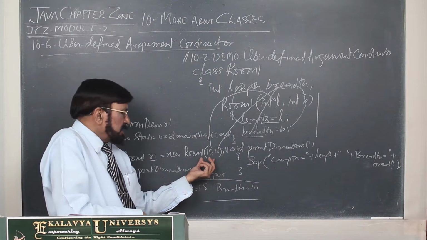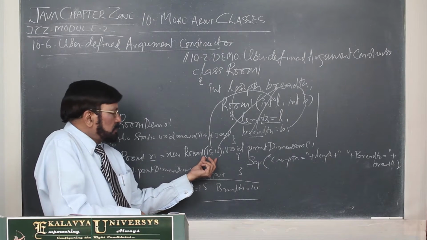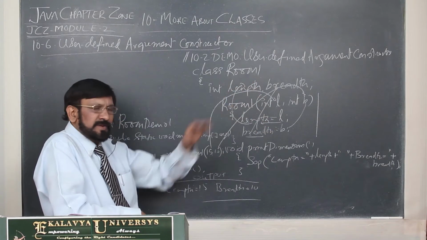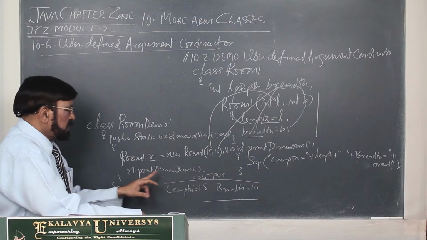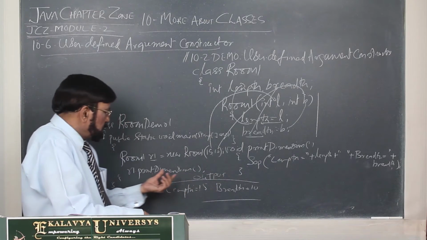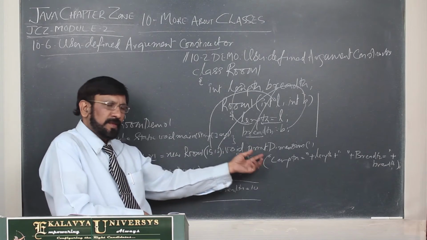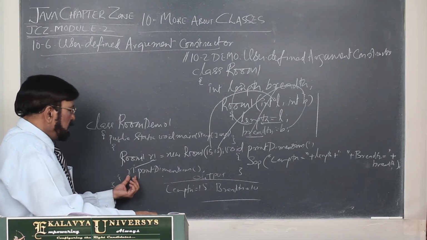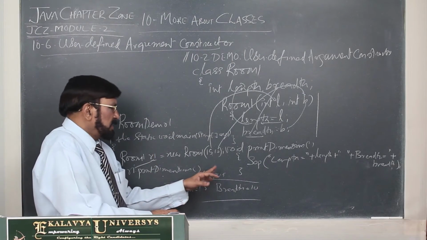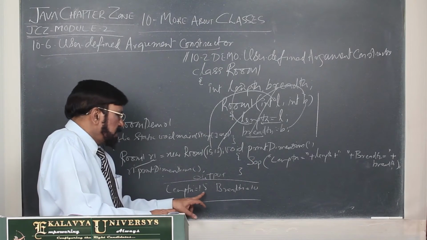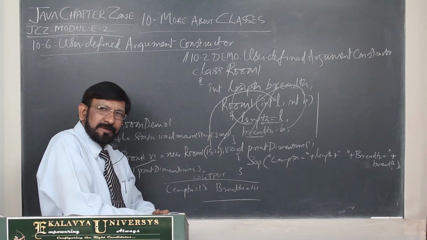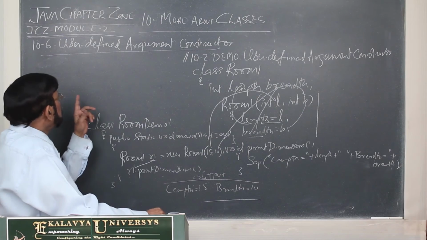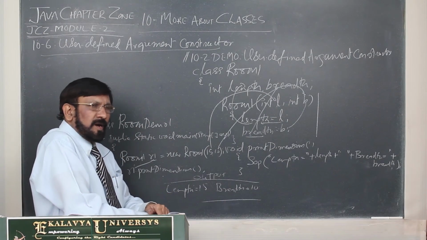That is the way. Through the constructor we are passing the values, and in turn the constructor initializes the instance variables. Thereafter, the R1 printDimensions method we call. This is an instance method. That's why through an instance, that means the object, we are calling R1.printDimensions. As a result of that, it prints length is equal to 15 and breadth is equal to 10. So this is a very commonly used constructor, and this is known as the user defined argument constructor.